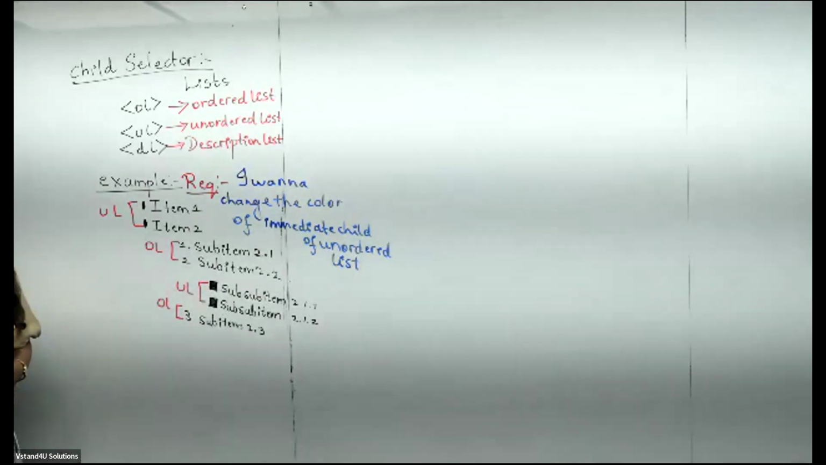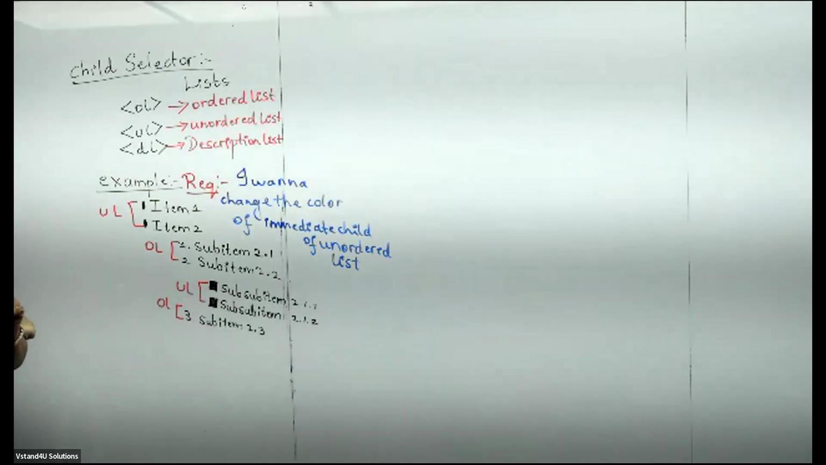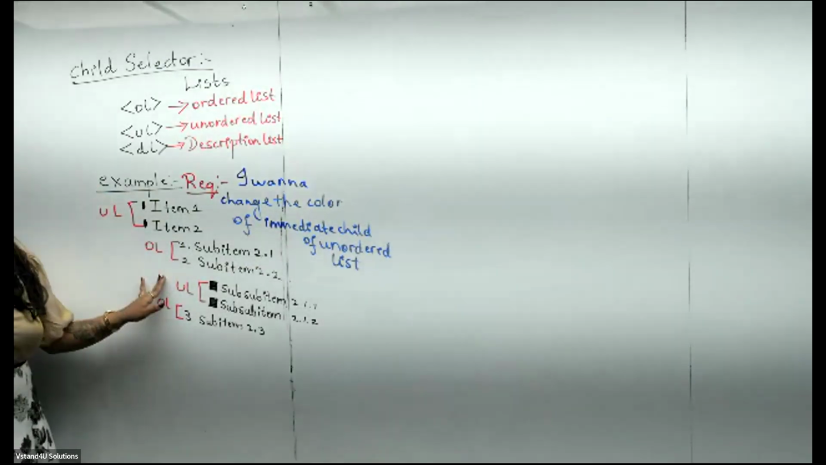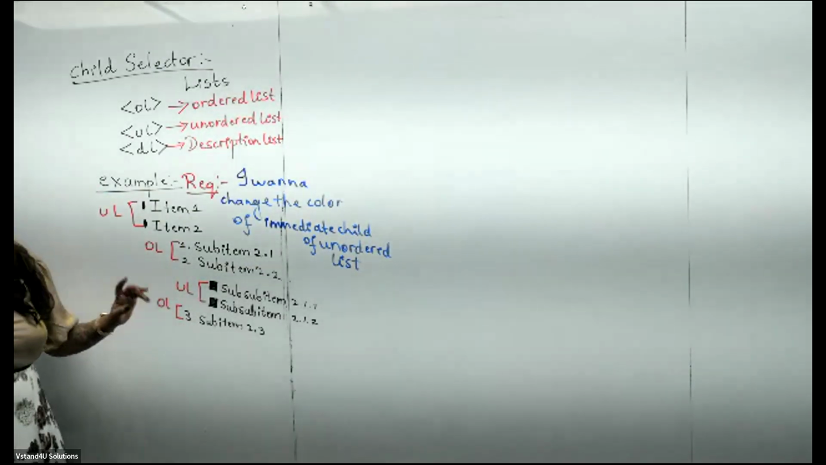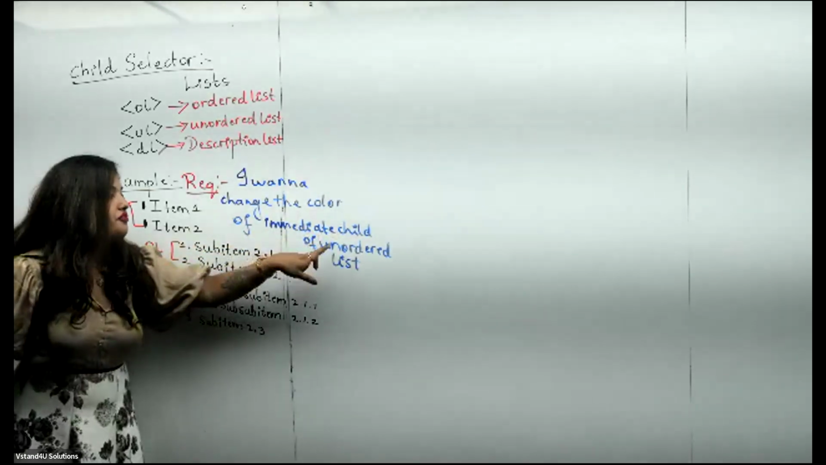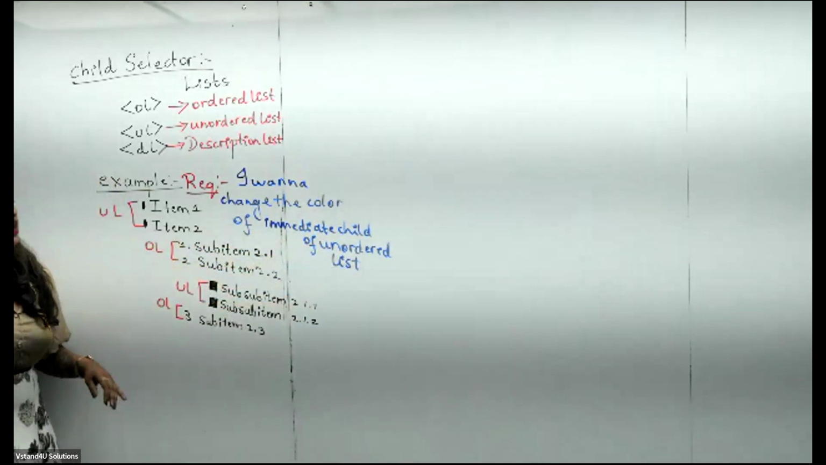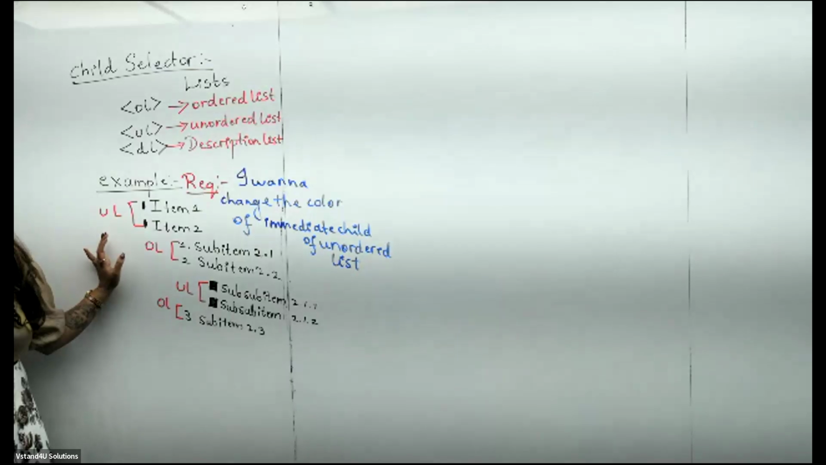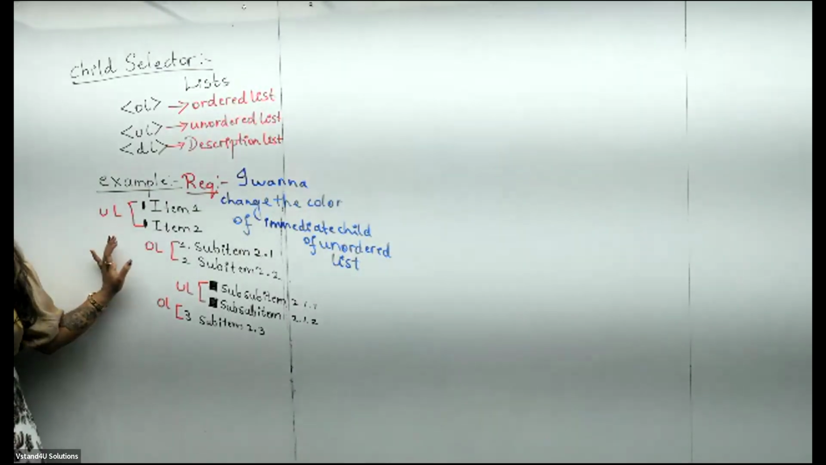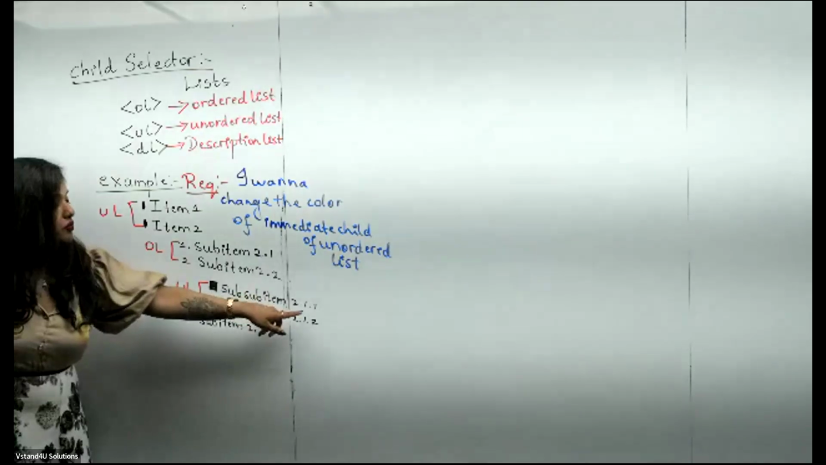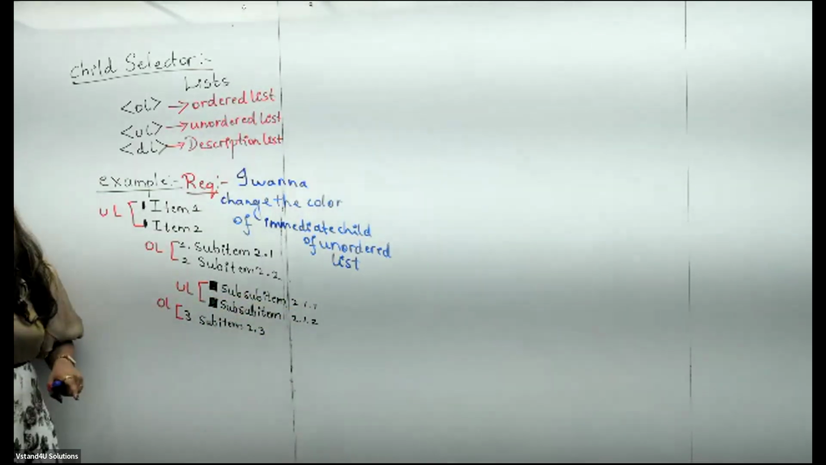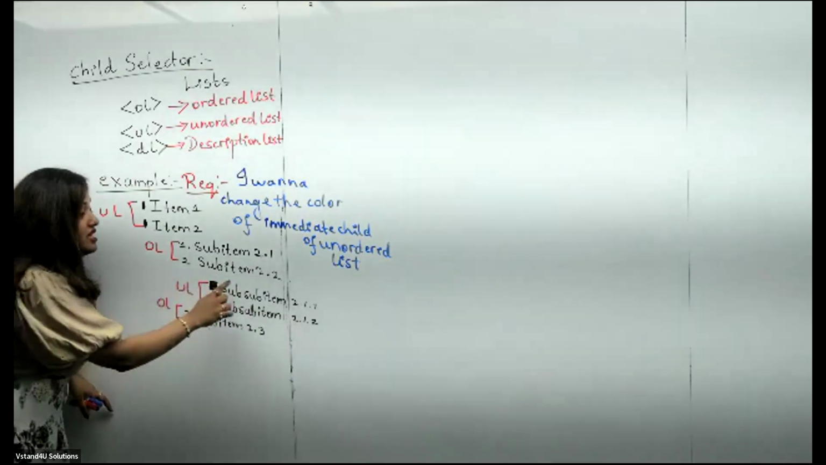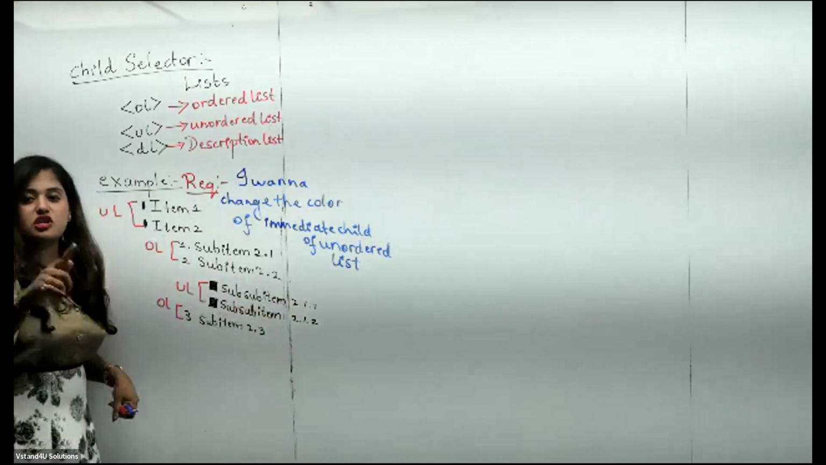Okay. If I just say I want to change the color of unordered list, this color will also change, this color will also change. But now I'm saying immediate child of unordered list. Now tell me, in these two, which is the immediate child for unordered list? Sub item of 2.1.1. Okay, that is the immediate child. This is also the child item.